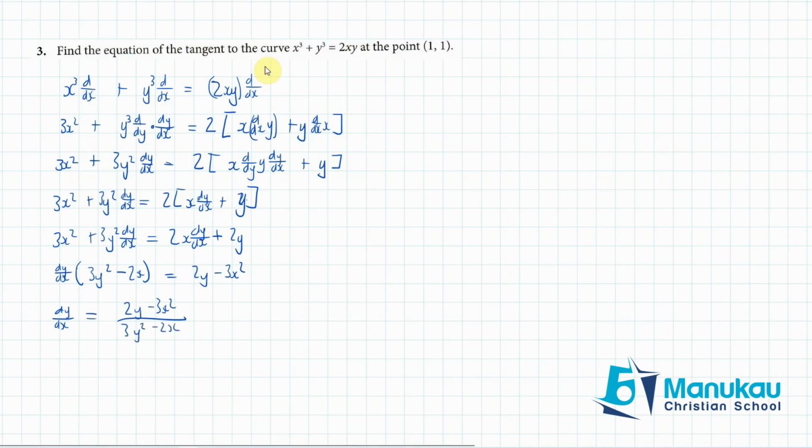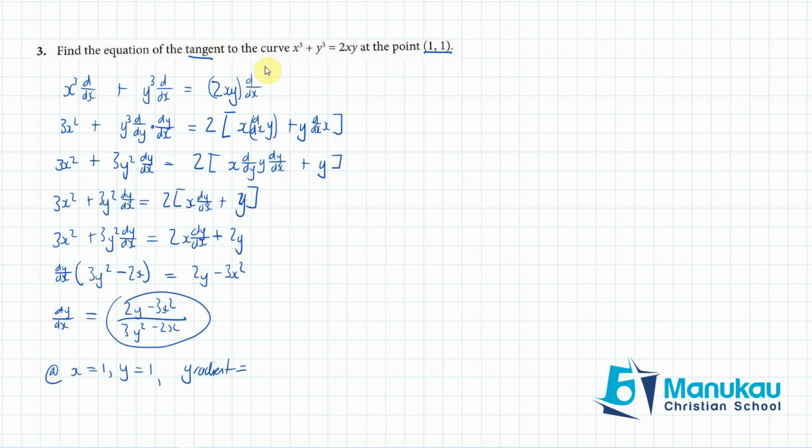Now, I need to find the equation of the tangent at this point. So, at x equals 1, y equals 1, gradient equals, and then we just put in our x and y values into here. So it's going to be 2 minus 3, so it's going to be minus 1. And then on the bottom, 3 times 1 squared, 3 minus 2, which is 1. So it's going to be minus 1.